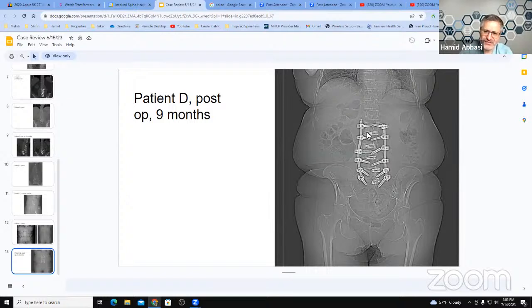You see a 5-level fusion, L1 to S1, with cages strategically placed to correct the scoliosis. 5 discs are surrounded by 6 bones. Each bone gets 2 screws, so 12 screws and 2 rods, 1 on each side. That's what you see. So I'm going to keep it short here and call it a day.